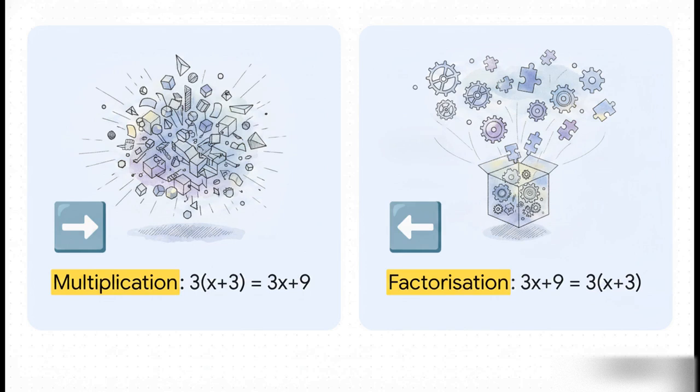And this brilliantly illustrates exactly what we mean. On the left side, you've got multiplication. This is expanding. We take the 3, multiply it across the x and the 3, and bam, we get a polynomial, 3x plus 9. But on the right, we have factorization. We take that 3x plus 9, spot the shared pieces, and simplify it all the way back down into 3 times the quantity x plus 3.